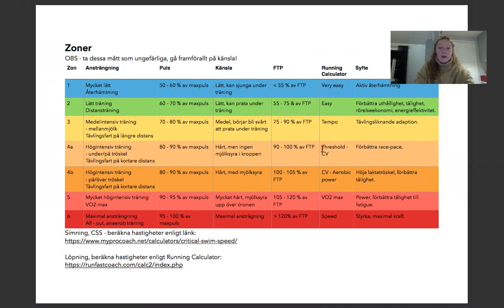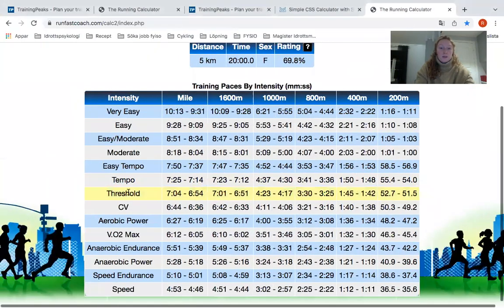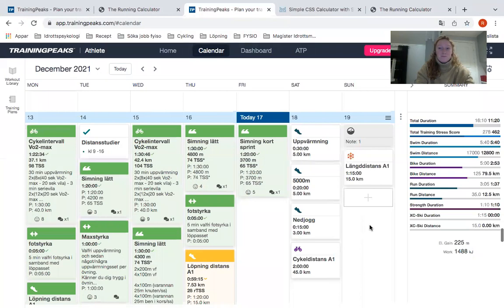On 4A, you have threshold to critical velocity. And if we have a look there, we have threshold, critical velocity, and we have these numbers here. So you should be somewhere around there. Okay. Now, when standing on threshold, I want to show you how you use these numbers in TrainingPeaks. So when you are here in threshold, we have a look at these numbers here. And I want you to remember those.